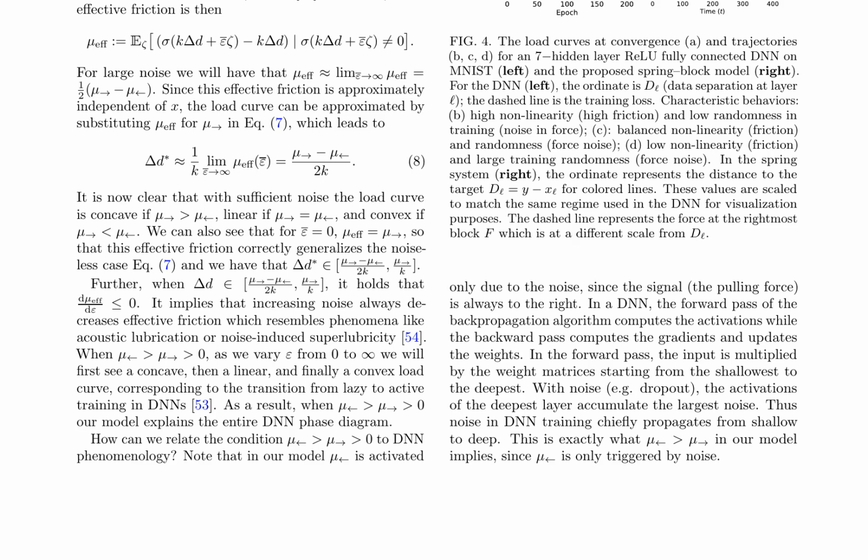The authors also discuss the connection between the spring block model and DNN phenomenology, particularly the role of noise in propagating from shallow to deep layers during training. The condition of asymmetric friction in the spring block model, where the sliding friction is greater than the maximum static friction, is related to the DNN phenomenology, where noise chiefly propagates from shallow to deep layers during training.